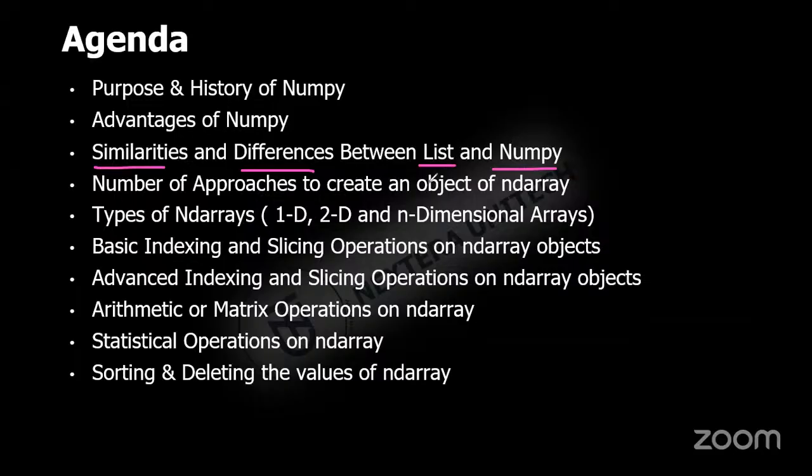And later on, we went into the concept of hands-on, where we understood the number of approaches to create an object of ND array. There are multiple approaches, right? So we have understood all the different approaches for creating ND array objects. So what exactly is NumPy, guys? NumPy stands for Numerical Python. It was developed in the year 2005 in both C and Python languages.